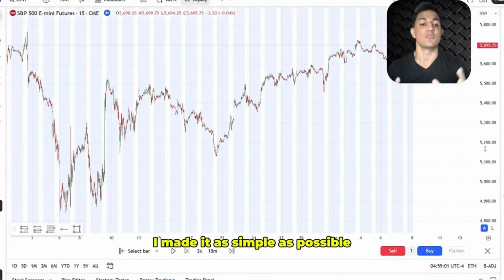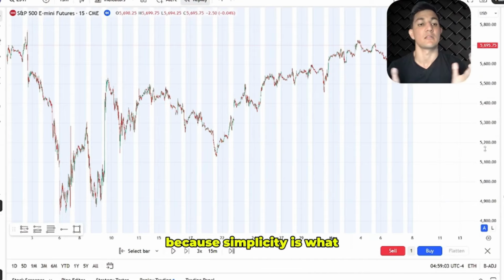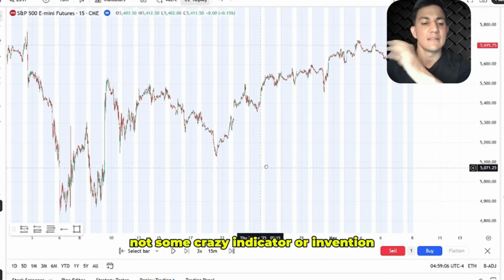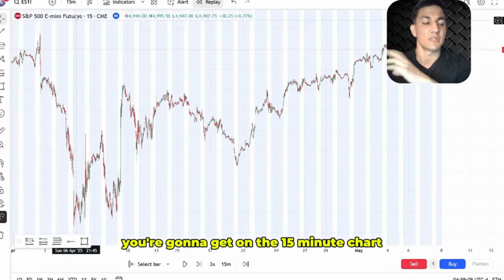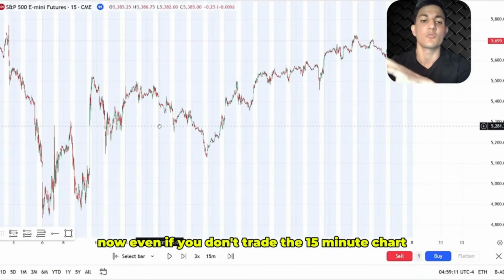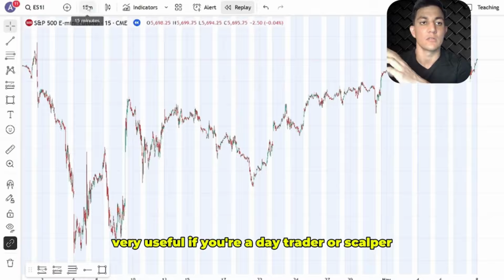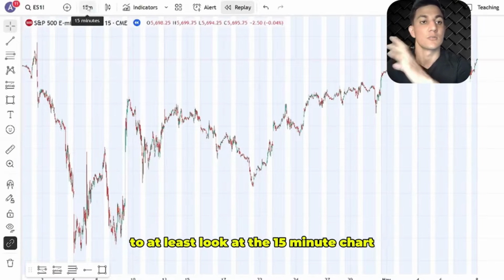It's insane. Okay, so for this model, and the model that I actually used, I made it as simple as possible because simplicity is what makes money in these markets, not some crazy indicator or invention. So what you're going to do is get on the 15-minute chart. Now, even if you don't trade the 15-minute chart, it's very useful if you're a day trader or scalper to at least look at the 15-minute chart.